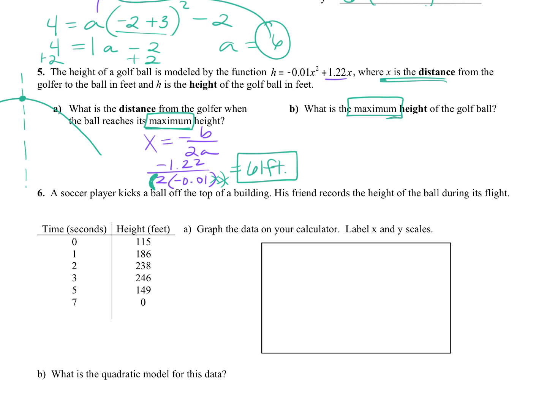Then it says, what's the maximum height? That's your y value, right? How high up did you go? So now to find your y value, which is really your h value, you do what? Plug it in. I'm not even going to do this part, but you would plug in 61 for both of those x's. Does anyone have that plugged into their calculator?